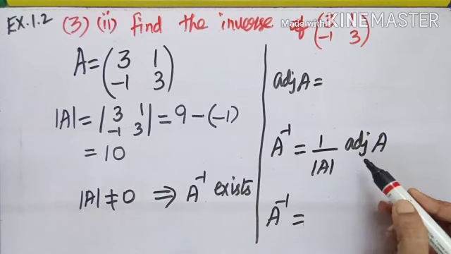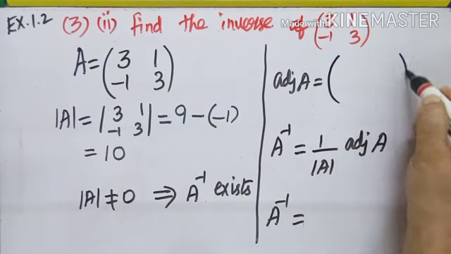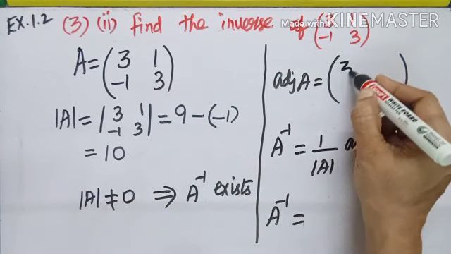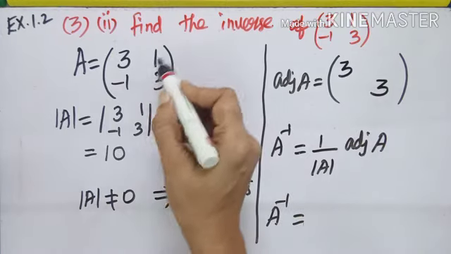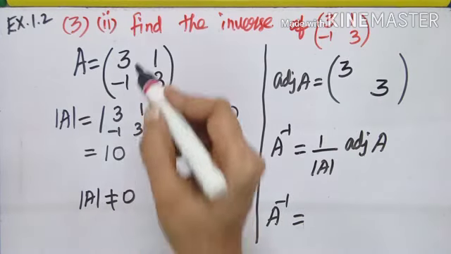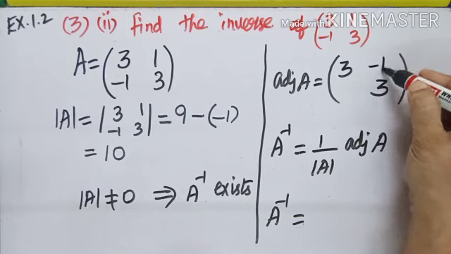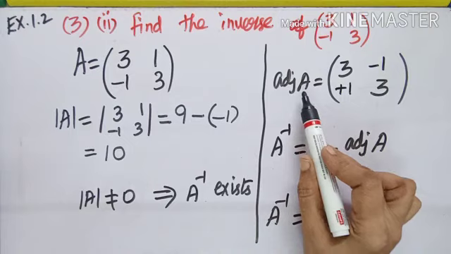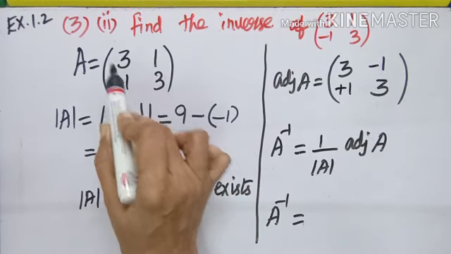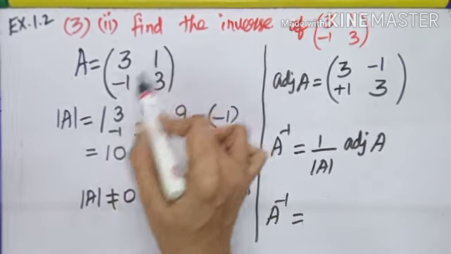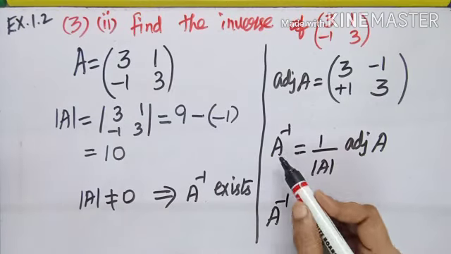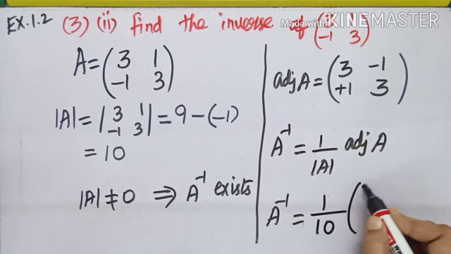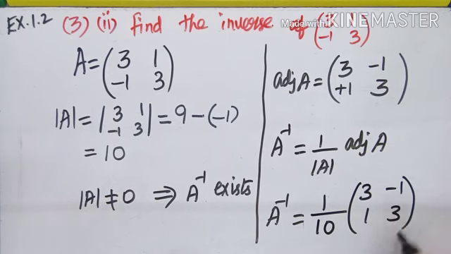The next step is to write the adjoint. How to write the adjoint? Interchange the main diagonal, 3, 3. The other diagonal, change the symbol. +1 will become -1. -1 will become +1. So writing adjoint, interchange the main diagonal, change the sign of the other diagonal. And A inverse is 1 by determinant A, adjoint A, and that is the answer.